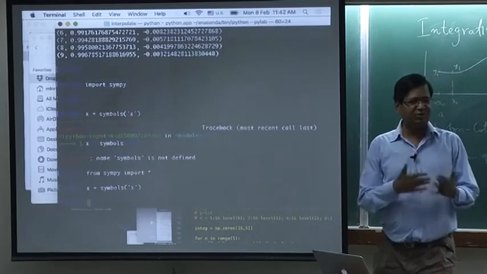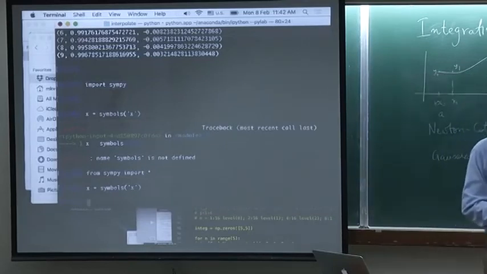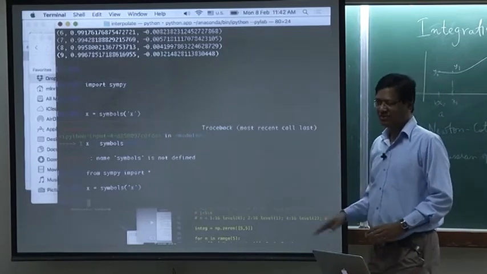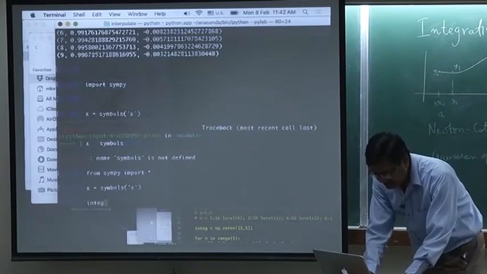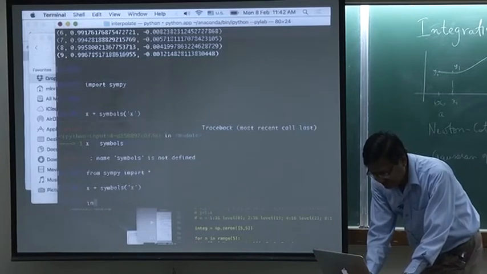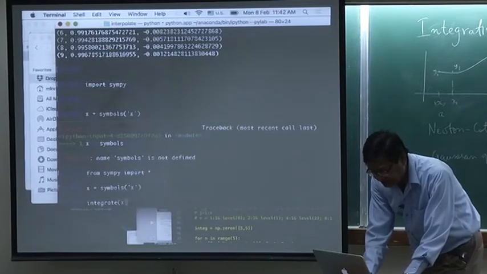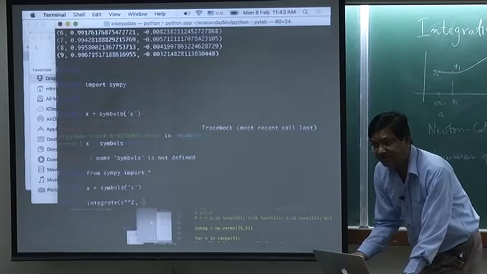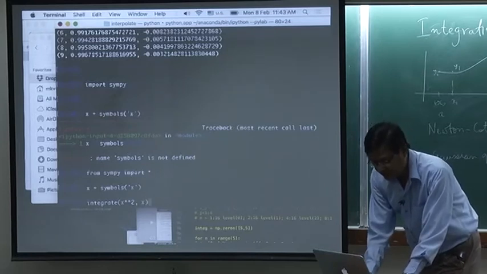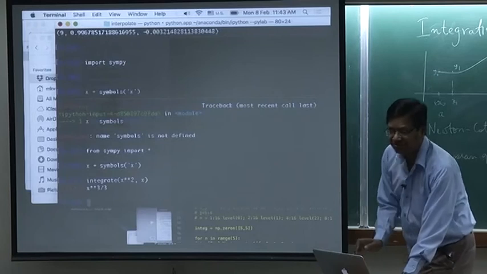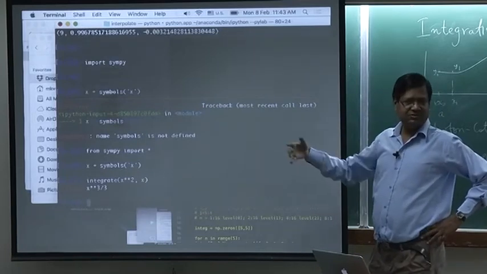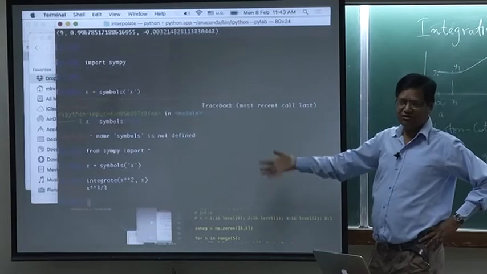So actually SymPy has very good documentation. You can just download the PDF file. If you search SymPy documentation, you'll get the full documentation. But I want to do integration. So integrate, let's say x squared, with respect to x itself. So it will do the symbolic integration, x cubed by 3. So it assumes that x is a symbol and it will do it.